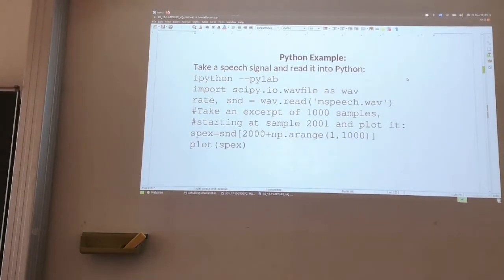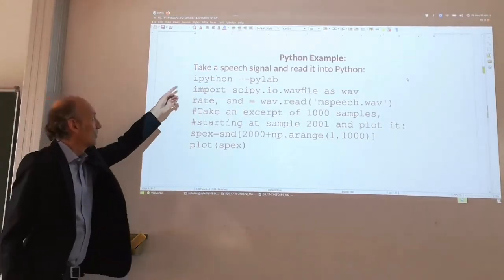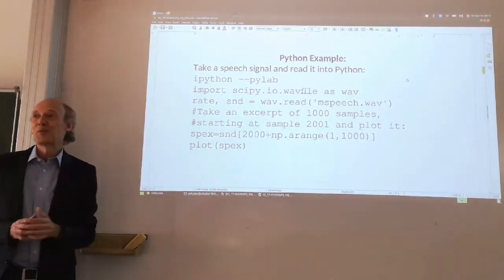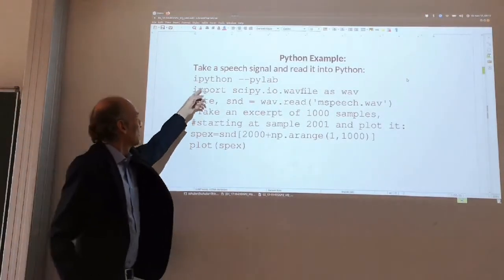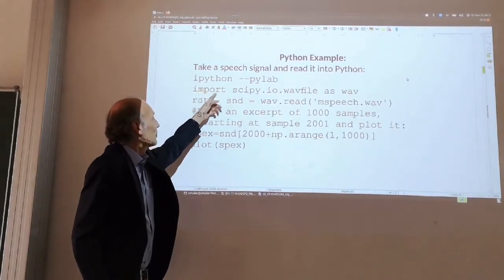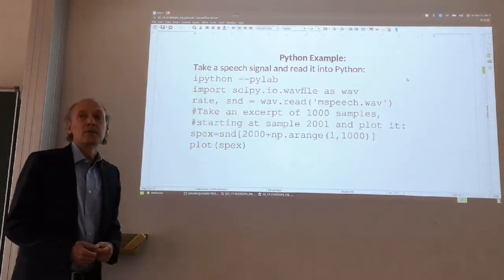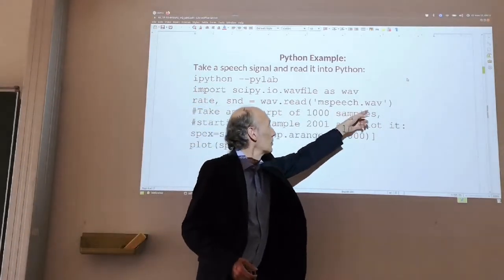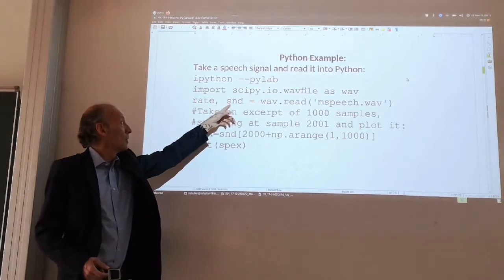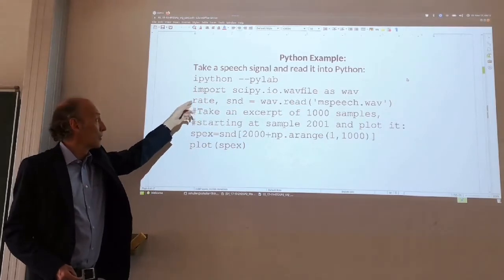So we can also try a Python example where we actually try a speech signal, as I did here. So we use IPython. Everybody knows how to use IPython? Okay. Here we use IPython, and we use the scipy.io wavfile library as wav to read in a speech file, which we do here on the next line. wav.read mspeech.wav. This is our signal as an array, and rate contains the sampling rate as an integer.